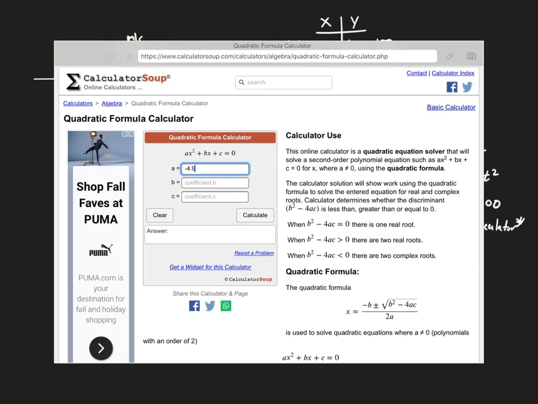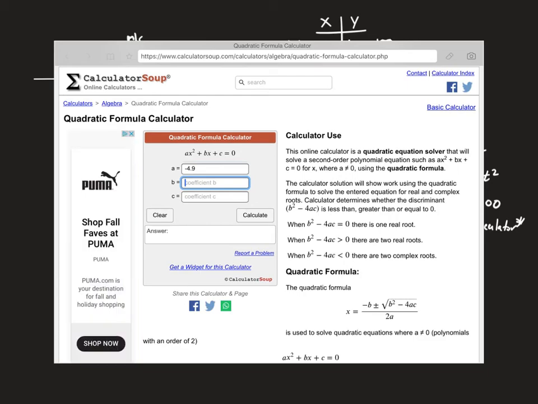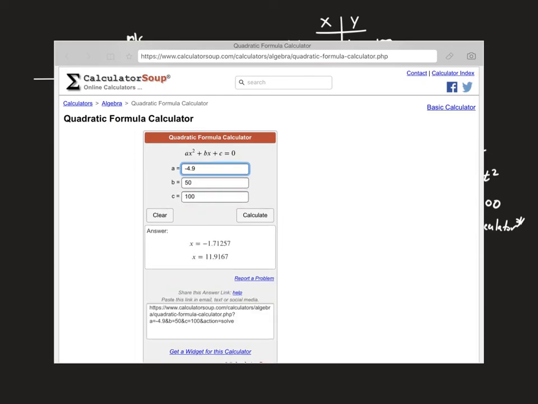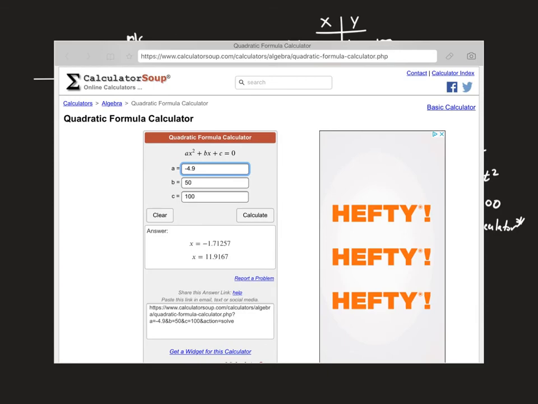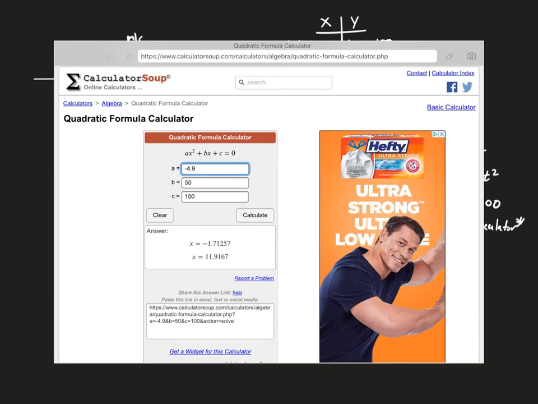B is the next power down, which is just t, or x in my standard equation. What's the coefficient of that middle term? Well, that coefficient was 50. And then my last coefficient at the very end, by itself, was 100. So all I have to do is click calculate, and I see two answers. Which one of these answers am I going to take?